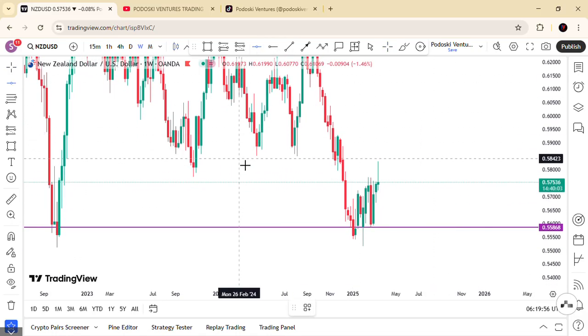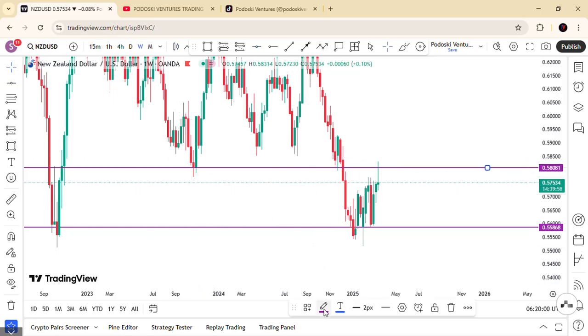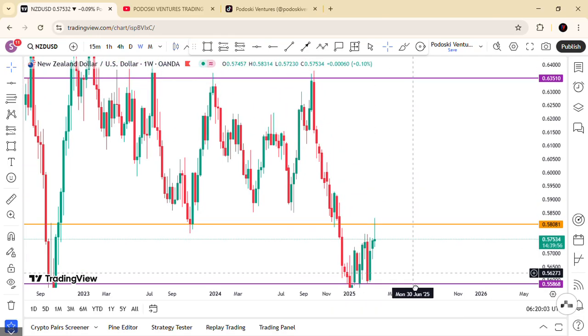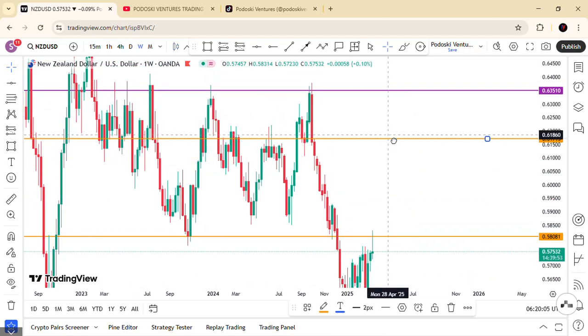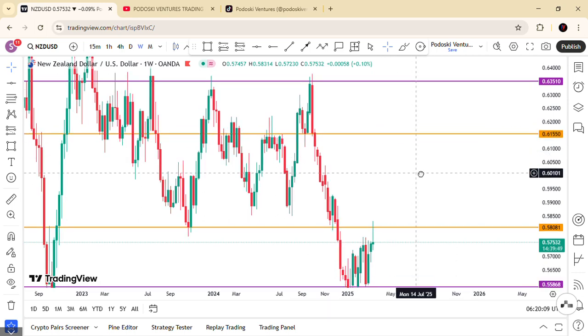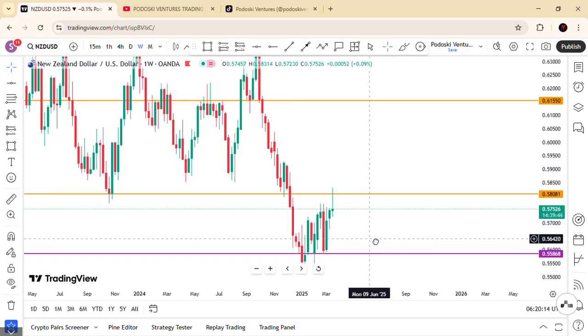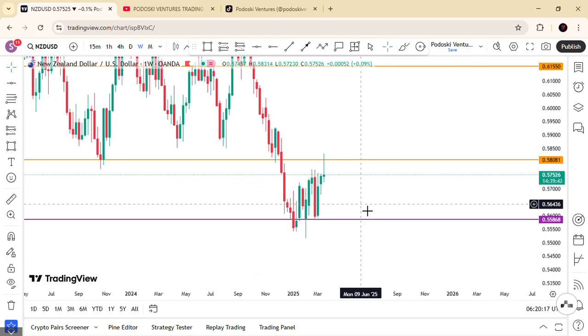So on the weekly time frame, I have my weekly supply zone here and another supply also here. This is kind of a breakout zone and a supply zone. So you could see the same structure we were seeing on NZDCAD is what you are also seeing on NZDUSD.